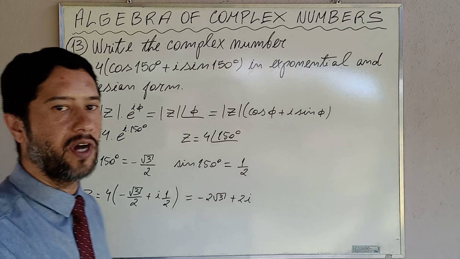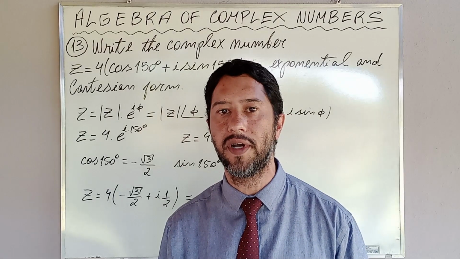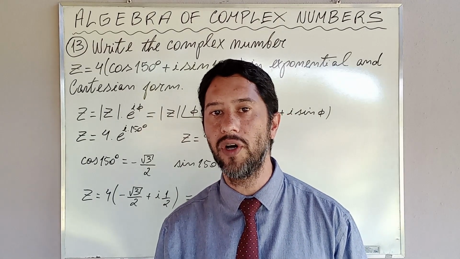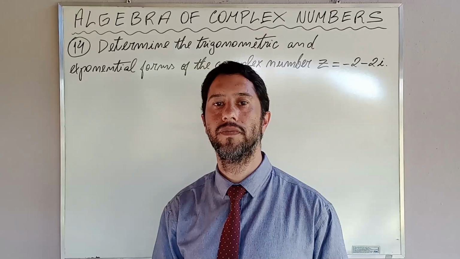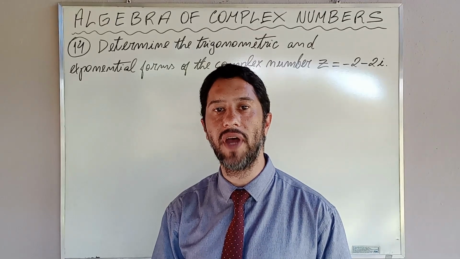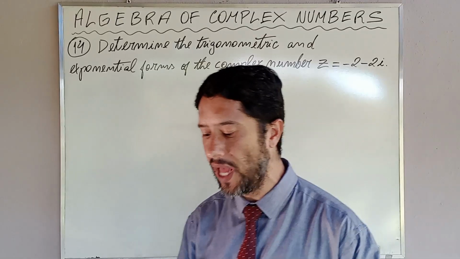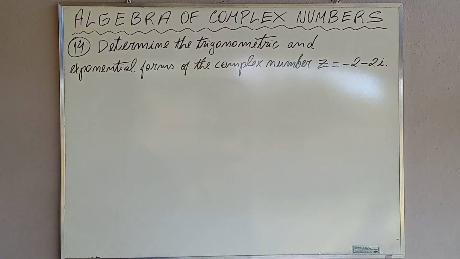And this is all for the exercise 13. Let's go to the next. Let's go to the last exercise. Let's go to exercise 14. Determine the trigonometric and exponential forms of the complex number z equal to negative 2 minus 2i. This is the question. Let's go to the solution.